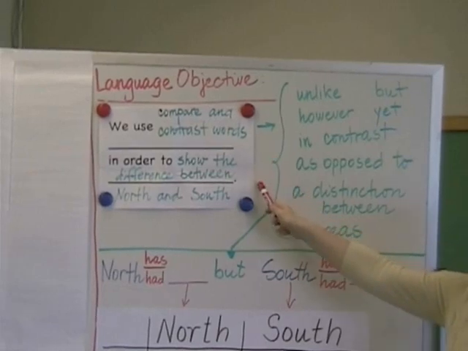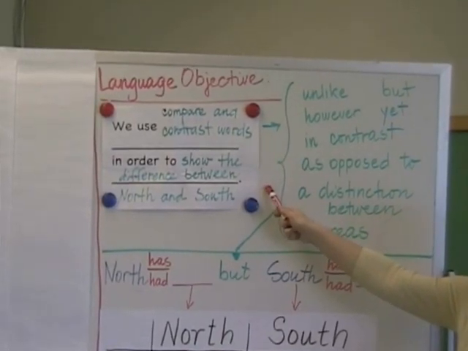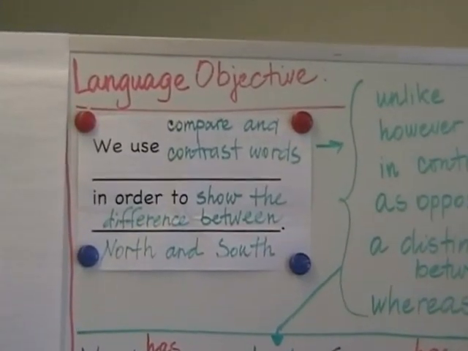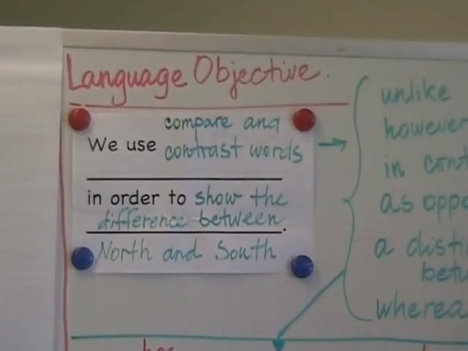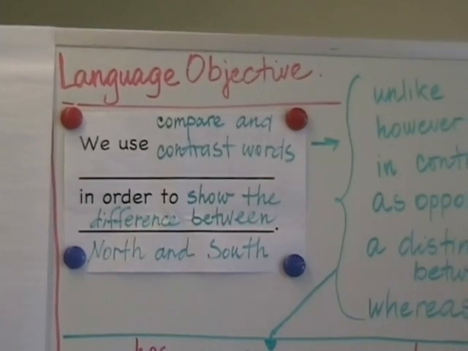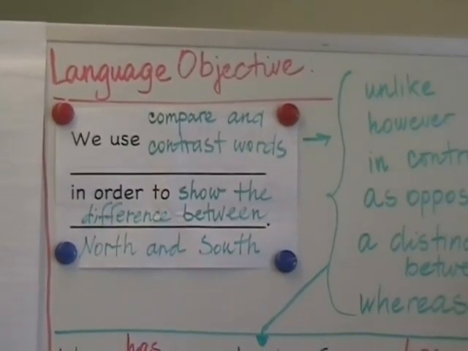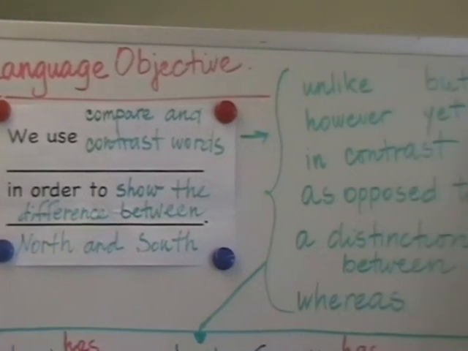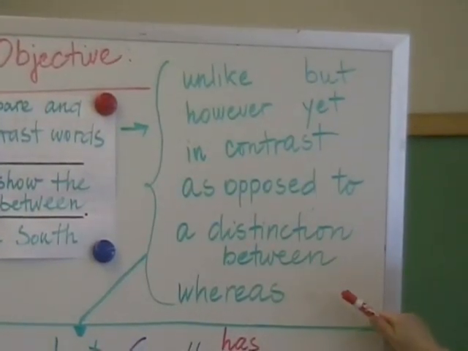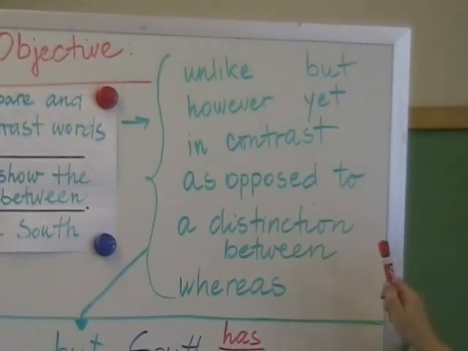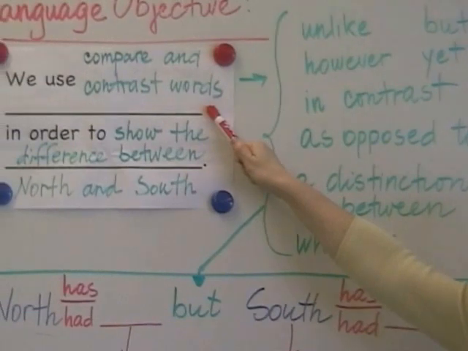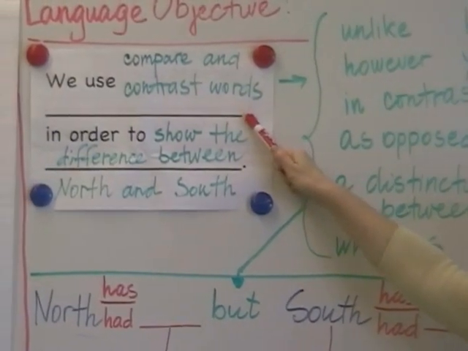So this objective is written in student language. We use compare and contrast words in order to show the difference between north and south. In teacher language, it might sound different. It might be we use conjunctions in order to show compare and contrast relationship. In ELD, we call compare and contrast a function.